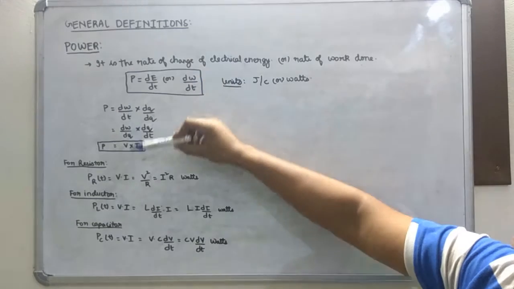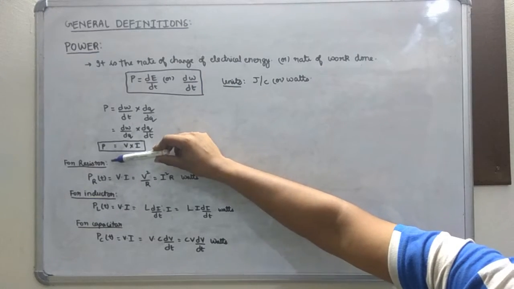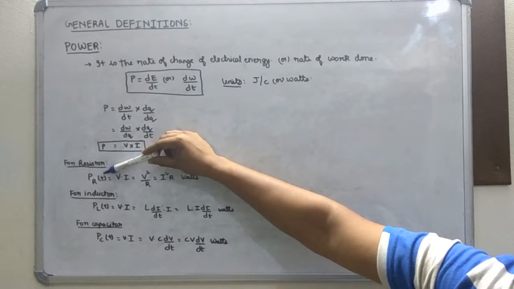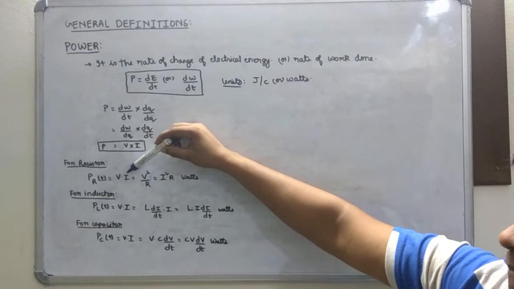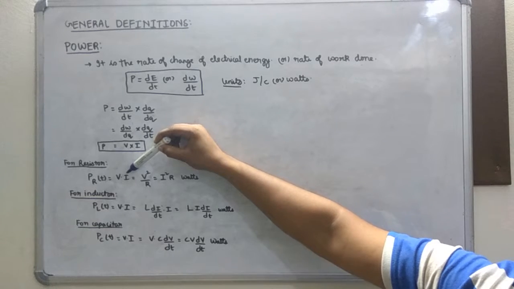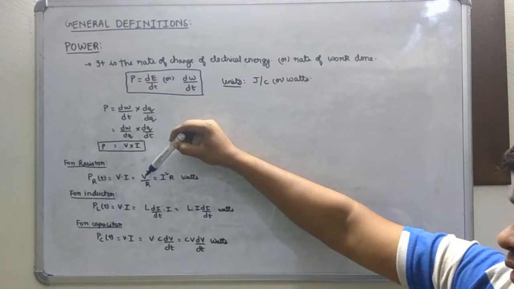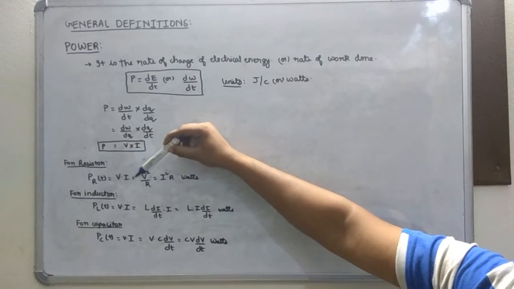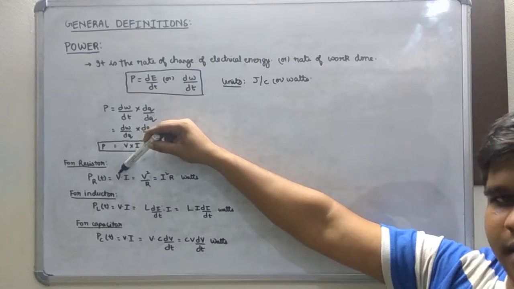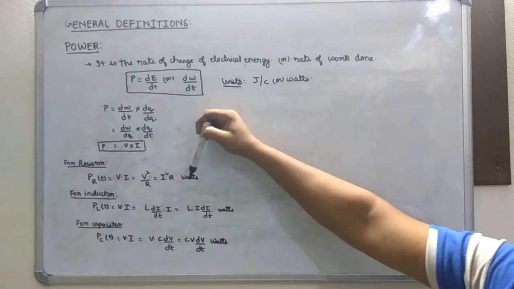Now we'll write the equation for power for some basic elements. Coming to the resistor, the equation of power is P is equal to V into I, and now the I can be replaced by V by R. We'll study it later in Ohm's law. So if we replace I by V by R, then you will get V square by R. Or we can also replace V with IR, and we'll get the equation as I square into R watts.